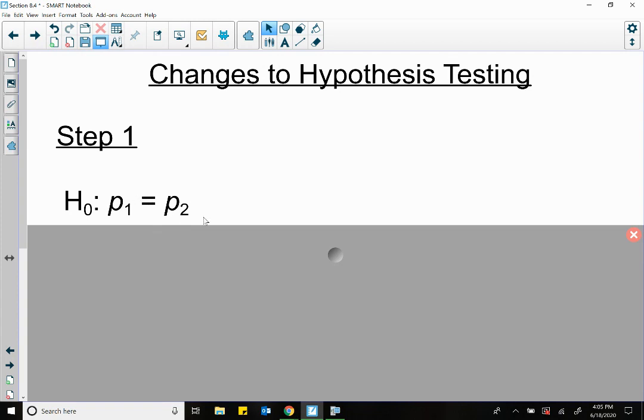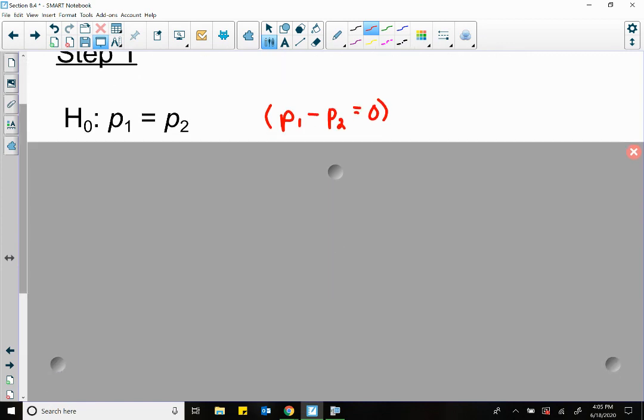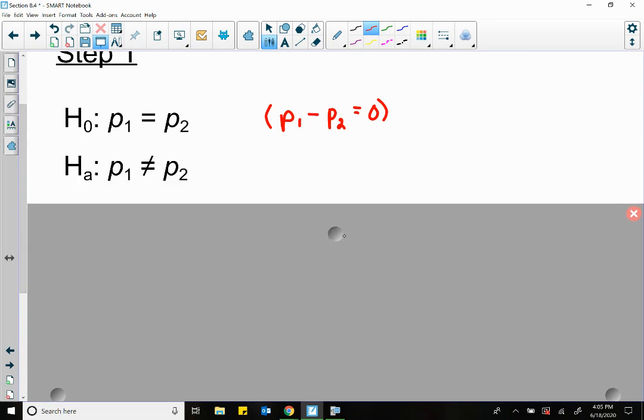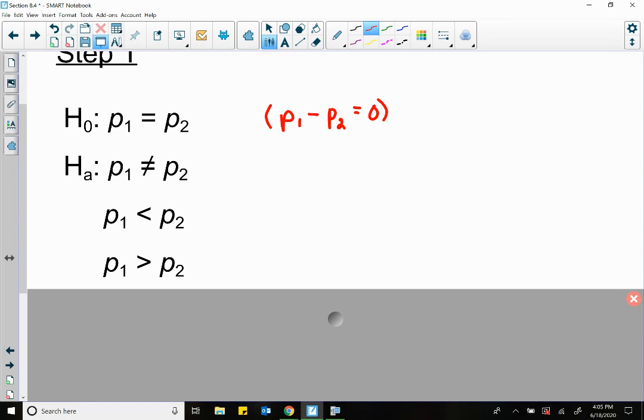P1 equals P2. Although there are some technologies out there where they'll actually have P1 and P2 on the same side, and it will look like this. P1 minus P2 equals 0. Okay? P1 minus P2 equals 0. All right. So then the alternative hypothesis is all about whether they're not equal or whether P1 is less than P2 or P1 is greater than P2.